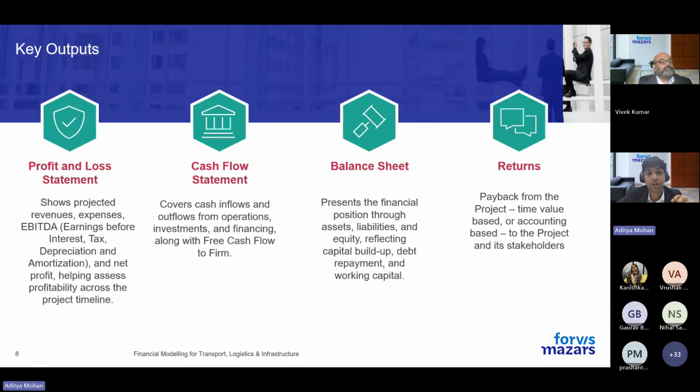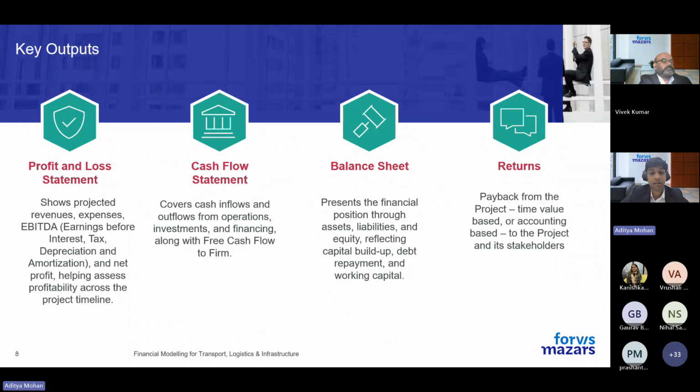Now these are the consolidations of the projections in a standard reporting format. So the first one we'll discuss is the profit and loss statement. So this statement gives you a full picture of the scale of operations, its cost and profitability. It includes projected revenues, operating expenses, and EBITDA. So EBITDA is earnings before interest, tax, depreciation, and amortization. It also has depreciation, interest, and net profits over the entire life of the project. So it helps you answer the question, is this project generating enough income over time?